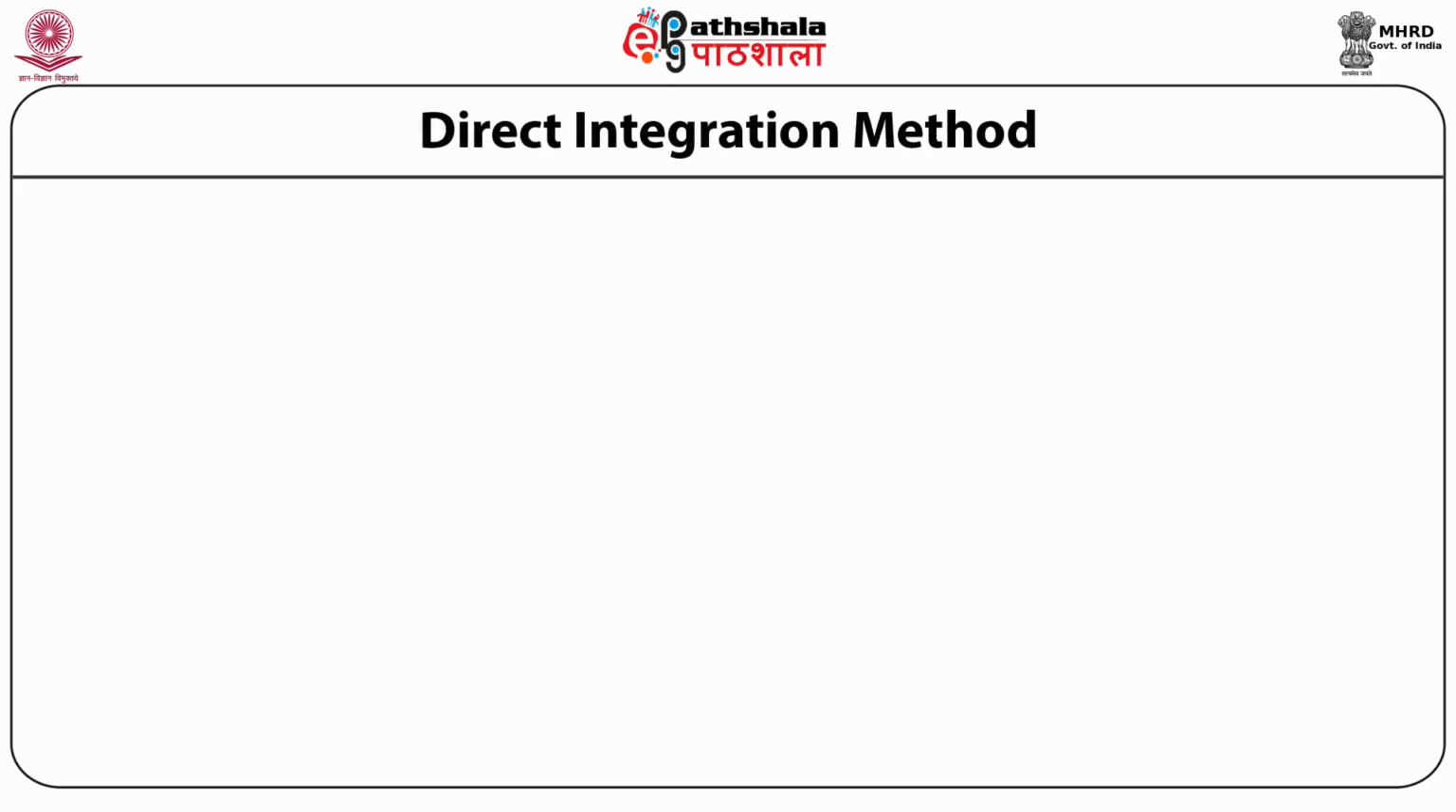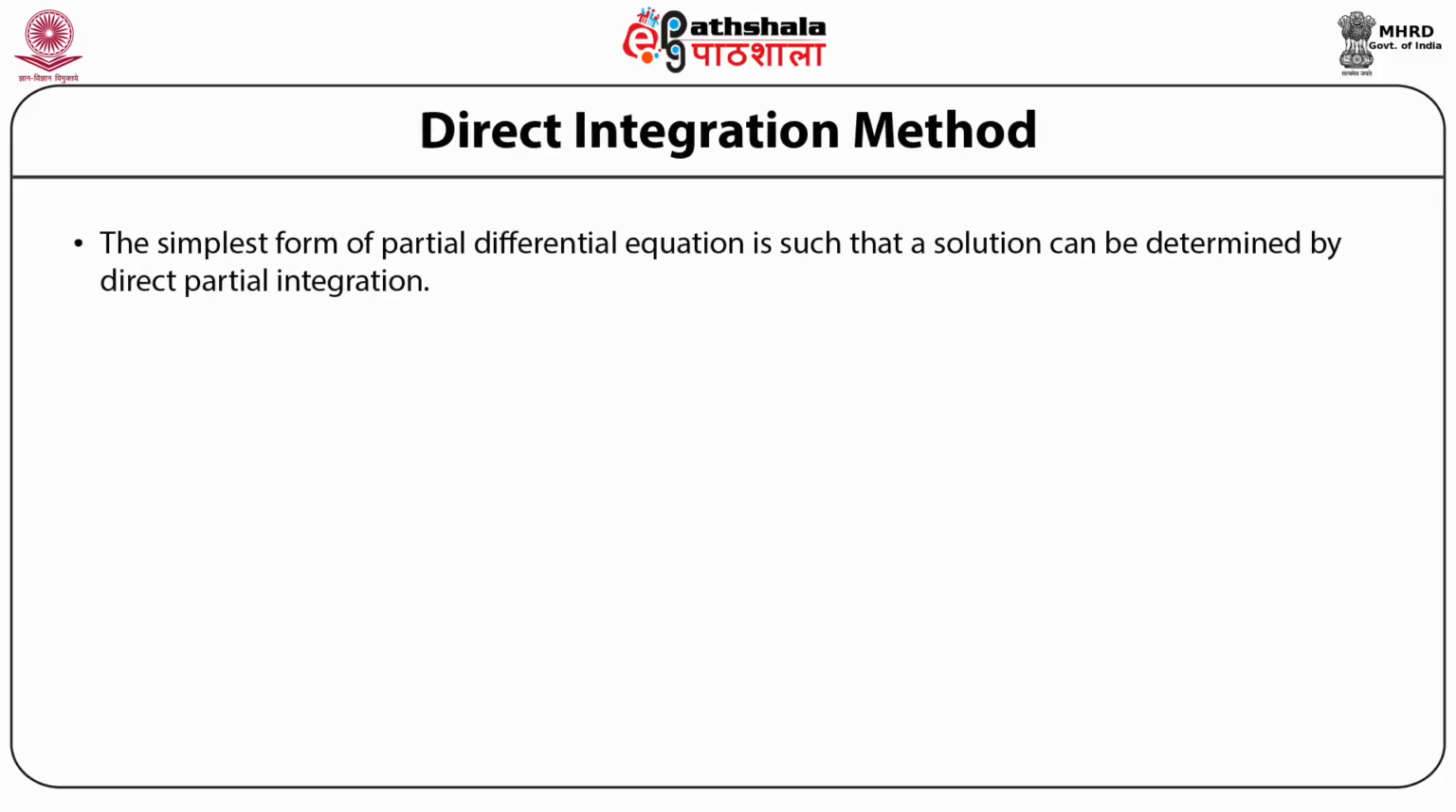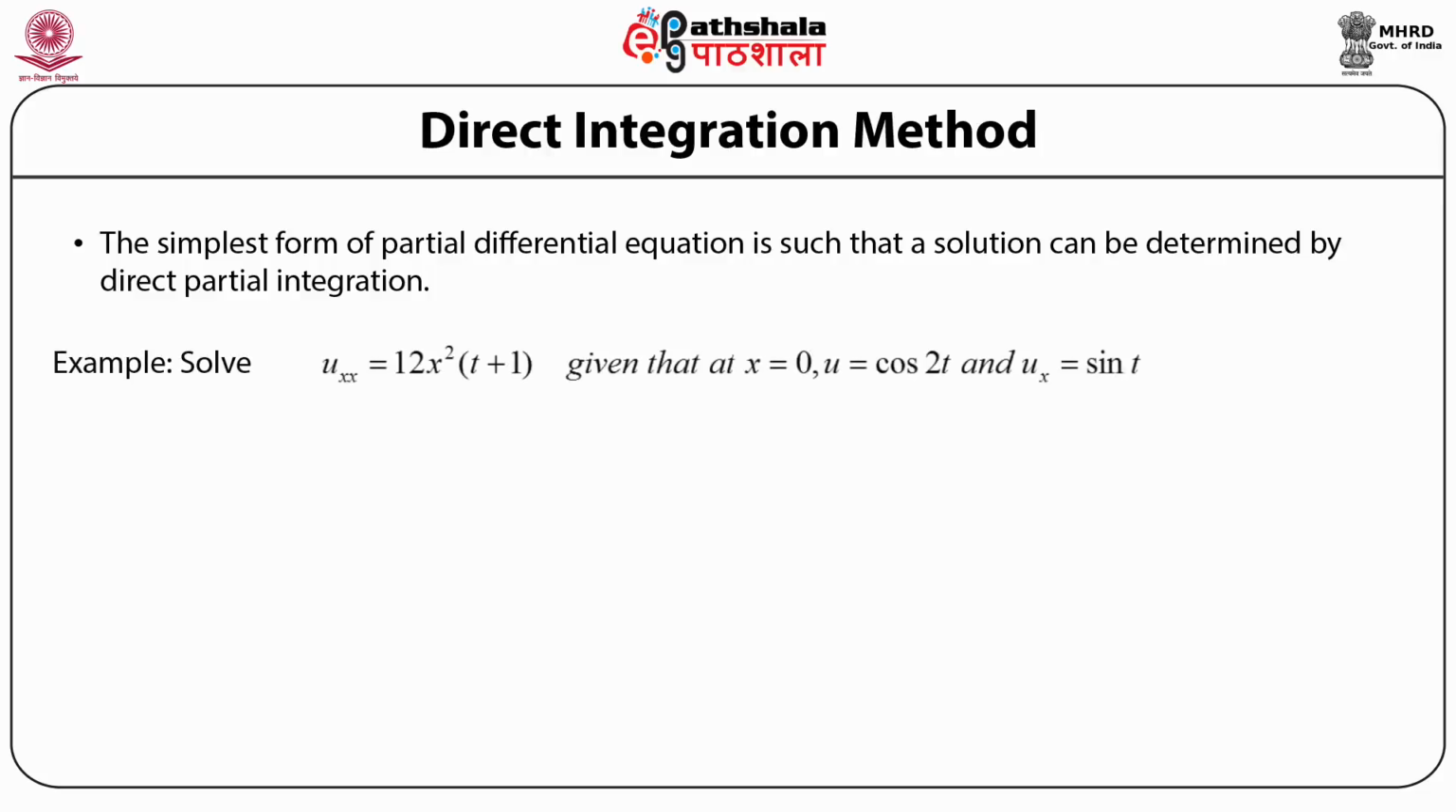Direct integration method. The simplest form of partial differential equation solution is when we can directly integrate. Now assume the problem u_xxx is equal to 12x squared t plus 1. Given the boundary conditions, at x equal to 0, u is equal to cos 2t, and u_x is equal to sin t. Here u_x means ∂u/∂x. Now we can integrate directly on both sides, because we are not integrating with respect to t, but with respect to x.